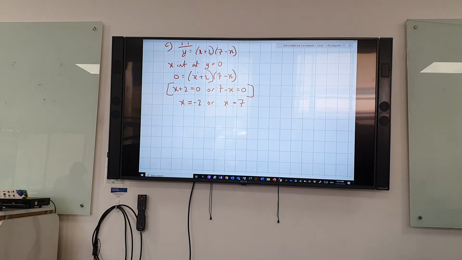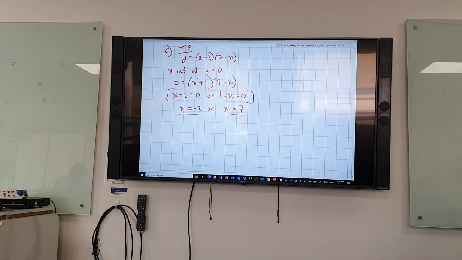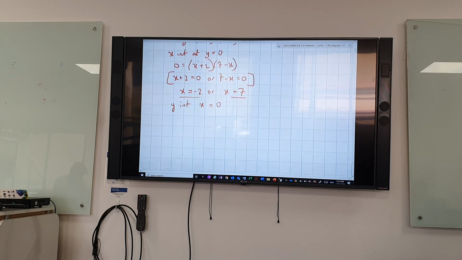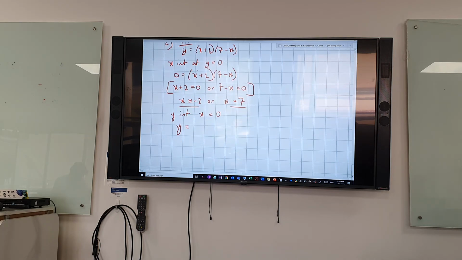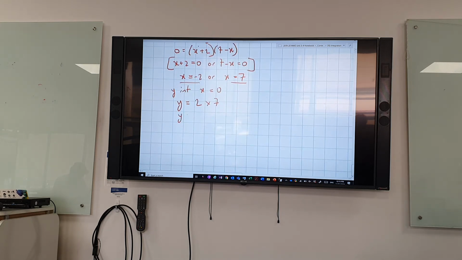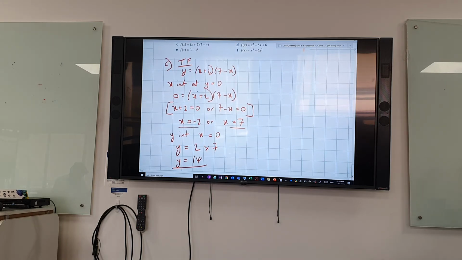Cool. And what's the y-intercept going to be? Y-intercept on what? X equals 0. So it should always be just, that's nice. So we get y equals 2 times 7. So what's the y-intercept going to be? 42. I hope I did that right. This is a very high answer. I think it's right, isn't it?